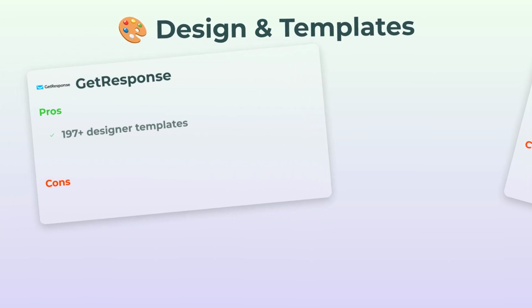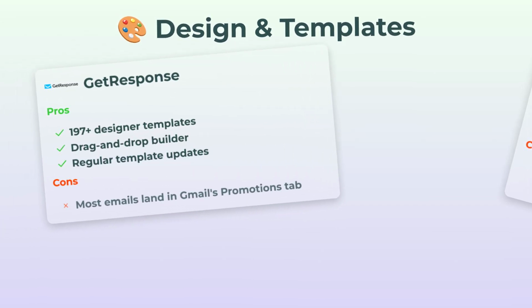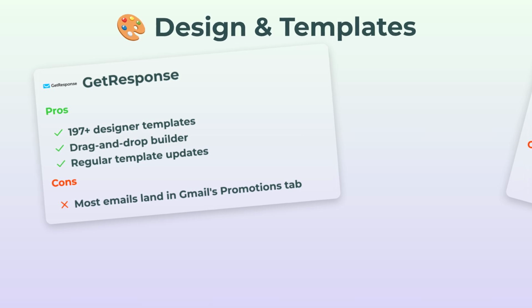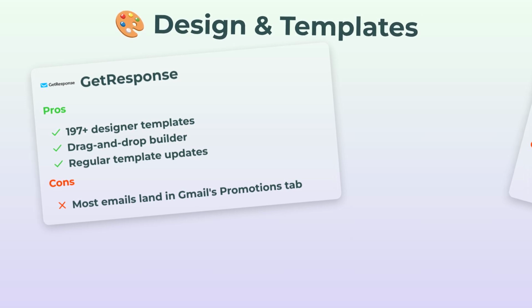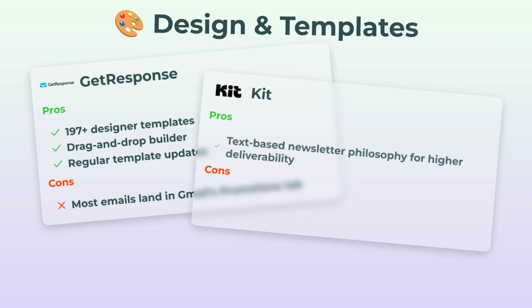Alright, design and templates. GetResponse goes hard here. Nearly 200 designer templates, regular updates, and the drag-and-drop editor. I mean, that's a lot of creative muscle. Bit of a downer. Most emails tend to land in the Gmail Promotions tab, so that's something to watch for.